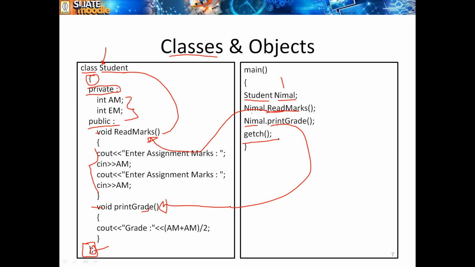This is a class and this is an object. For the class, we need to create an object. Why? An object is an instance of a class. Through the object we can call the class variables or class methods.